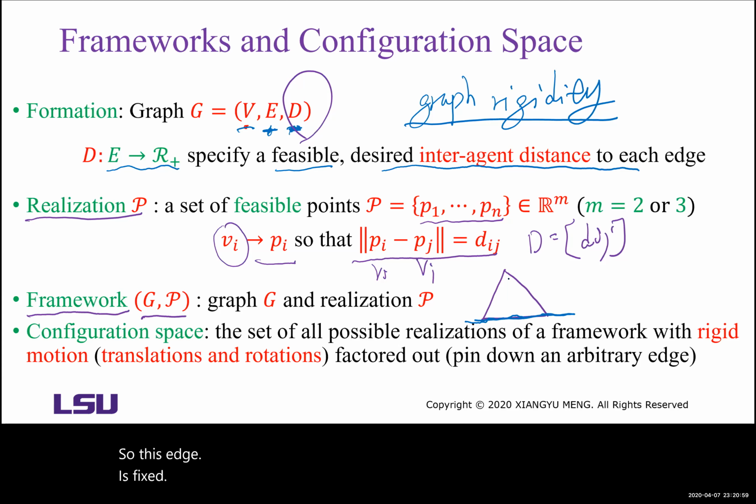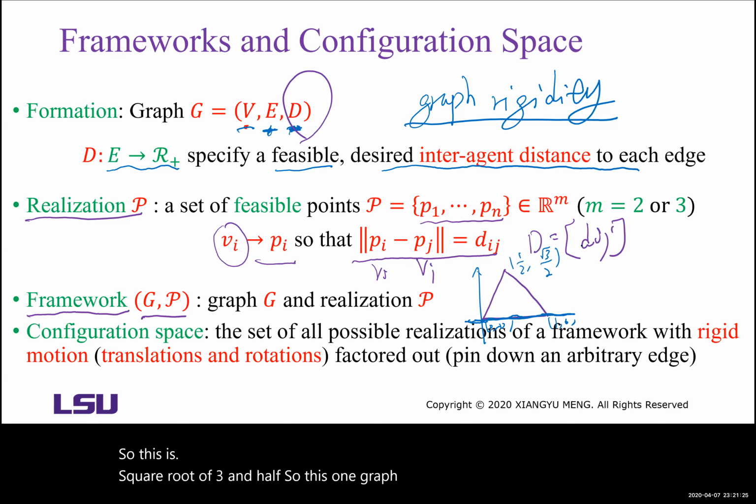So this edge is fixed. Then if we fix this edge, we can find one realization. Suppose this is 0, 0. So this is 1, 0. So this is half, square root of 3 over 2, and half. So this is one graph.